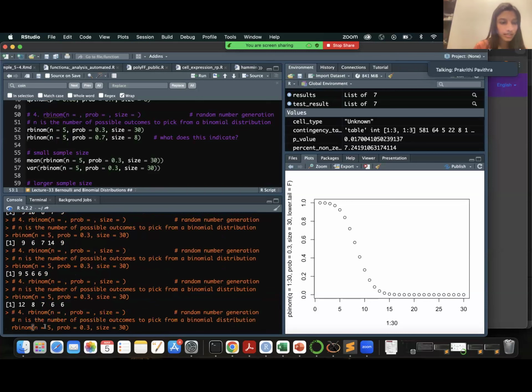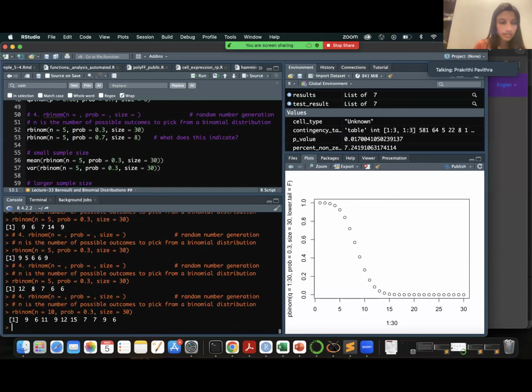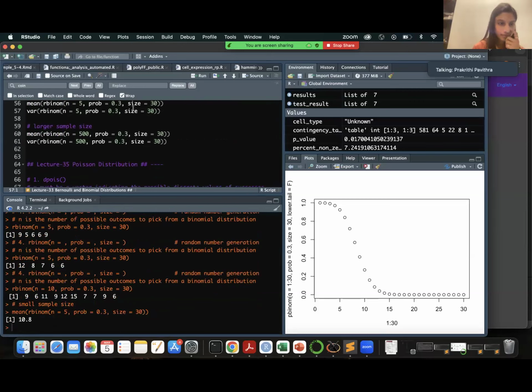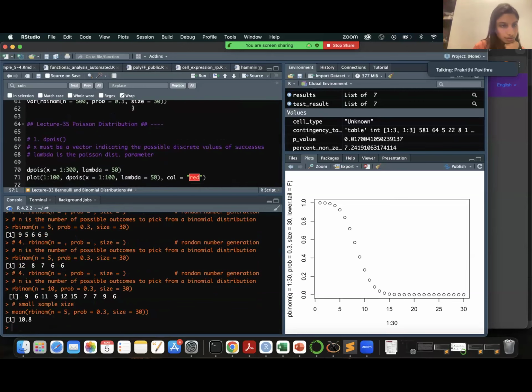If you increase n, you'll get more. If n is equal to 10, you get 10 random numbers. All these numbers will follow a binomial distribution. So when you want to look at the mean of this distribution, you could just use the mean of all these random numbers, all the values of x. This will give you a mean of 10.8. Yeah, that's about it.